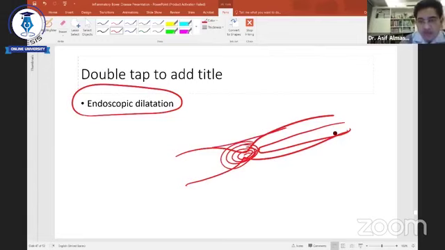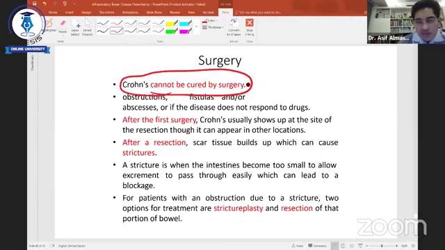And dilate this part. So endoscopic dilatation is another way that can be done, but never in acute case. Surgery. Remember, surgery cannot cure the disease. It's very important. We do surgery only in case of acute problems which cannot be cured by medicine. And commonly after the first surgery, the disease may flare up at the site. After resection, there may be a scar tissue formation.